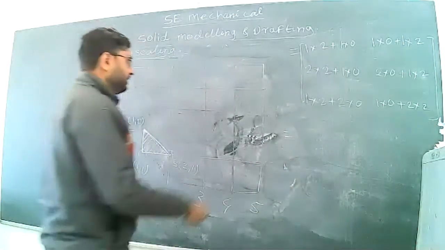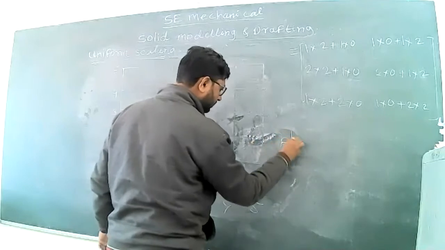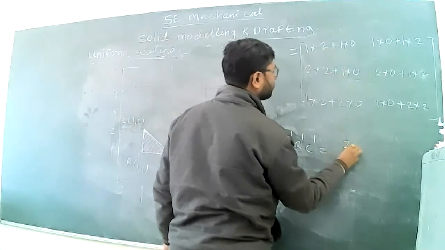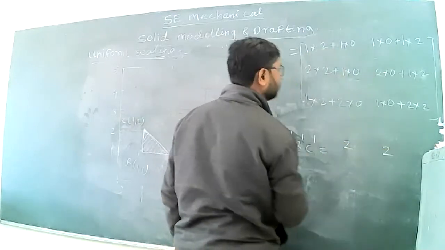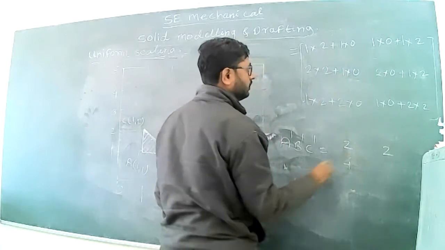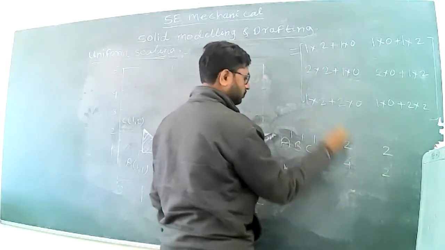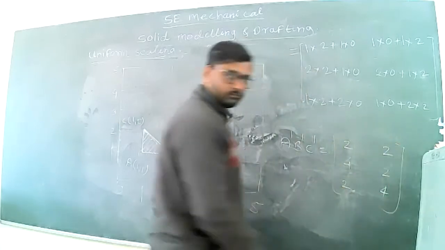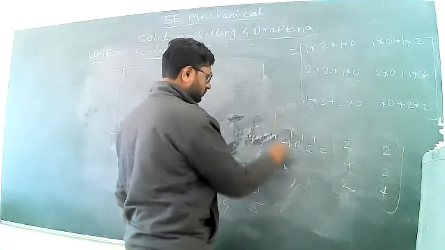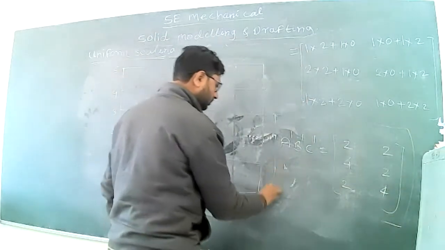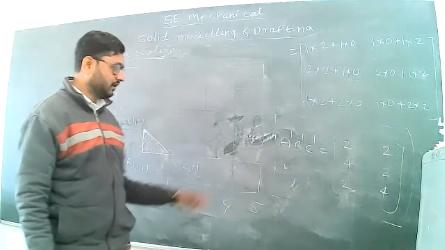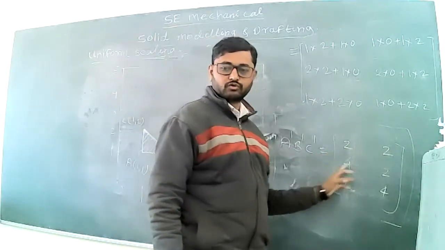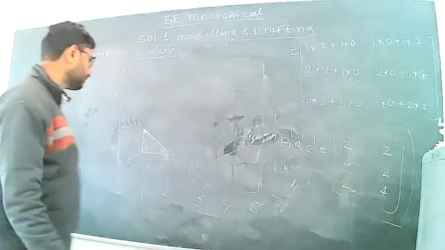So by calculation, the final answer A dash, B dash, C dash: we get 1 into 2 is 2, again 1 into 2, 2 into 2, 4. This 1 into 2, 2; 1 into 2, 2; and 2 into 2, 4. These are the new coordinates for triangle A dash, B dash and C dash. That is (2, 2), (4, 2) and (2, 4).